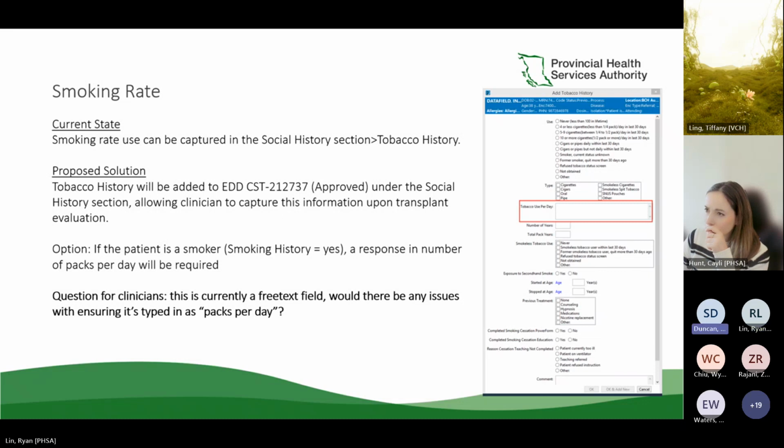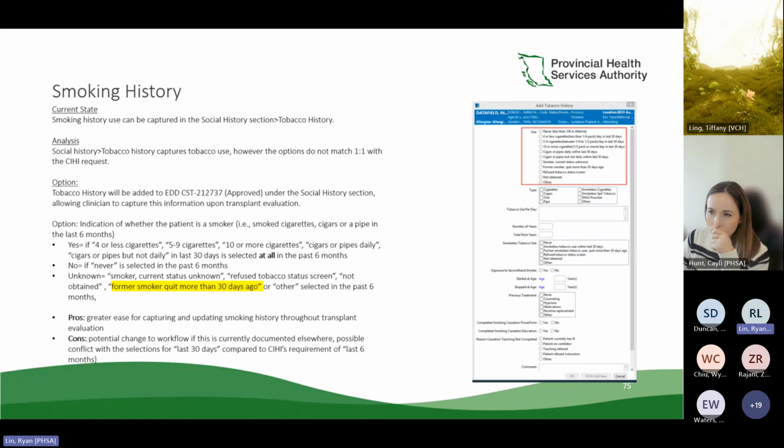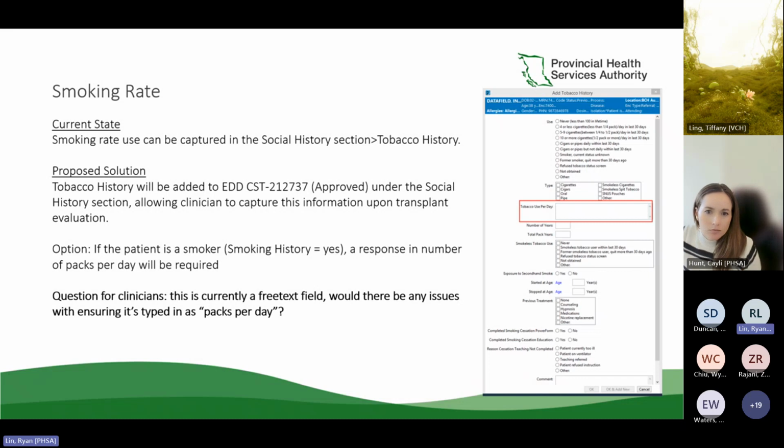So the rest of the fields are not required, just this one field? No, sorry, I think there may be some confusion. Could you kindly clarify your question? Are you asking about what is required by CIHI for the smoking history? I was just asking about all the other fields like smokeless tobacco use, exposure to secondhand smoke, started at age, stopped at age, previous treatments. Oh no, for each item, only what we've boxed in the red rectangle would be applicable. Thanks. Yeah, no worries.